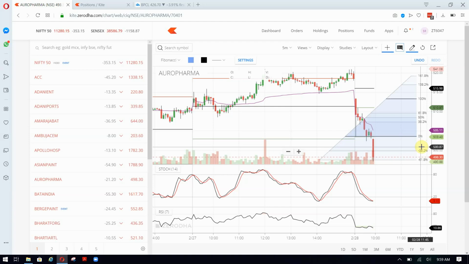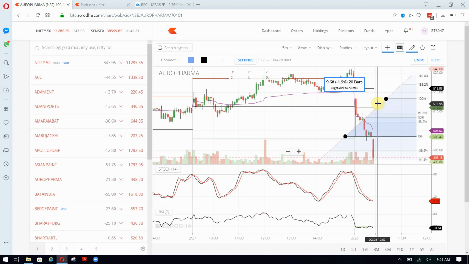How long is it going to take? Within 15 minutes you will get that money, not more than that. And my per day target is like 1500 to 2000. If I'm getting that, I just close the shop, I don't do anything. So that is what I usually do.